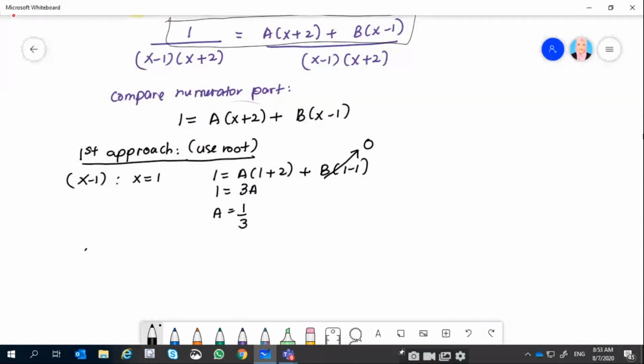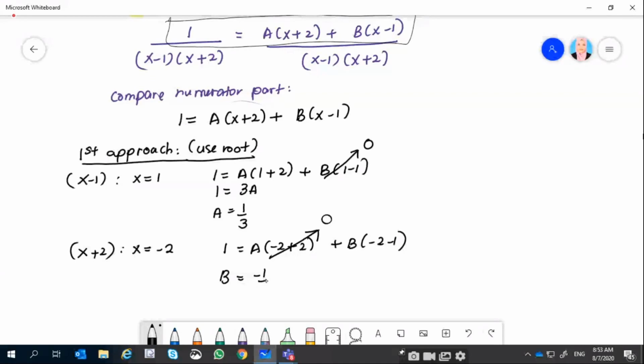Okay. Next, I use the second factor that I have here, which is s plus 2. From s plus 2, my root is s equals negative 2. Then substitute into the numerator part here. 1 equals a(negative 2 plus 2), which is 0, plus b(negative 2 minus 1). So b equals negative 1 over 3. Now you already have the values of the constants a and b.